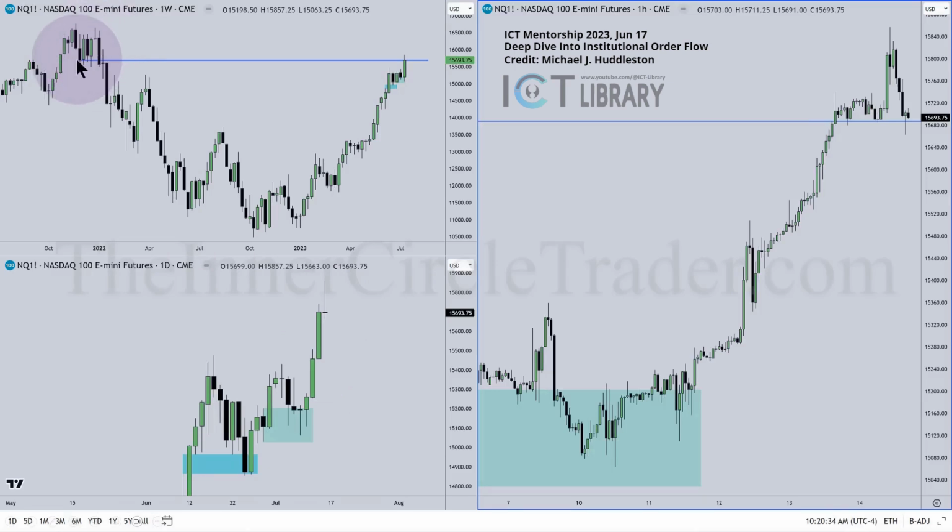But this mitigation block is below that fair value gap. And if you were using the relative equal highs as a draw on liquidity, there's nothing wrong with that either. Remember, the only thing we're doing is primarily looking for the expansion either higher or lower on the weekly candlestick. That sets our bias for the week.